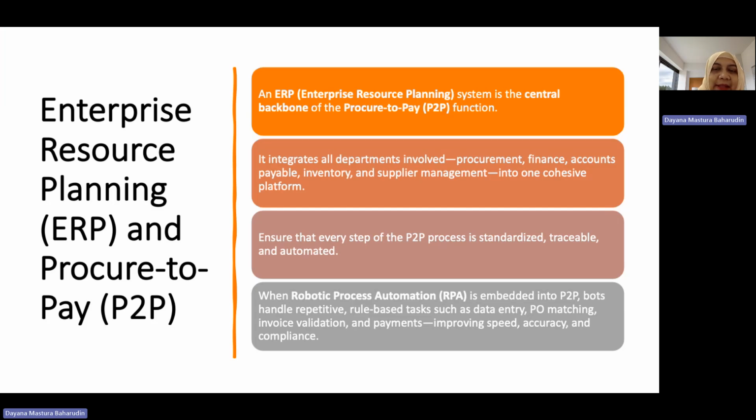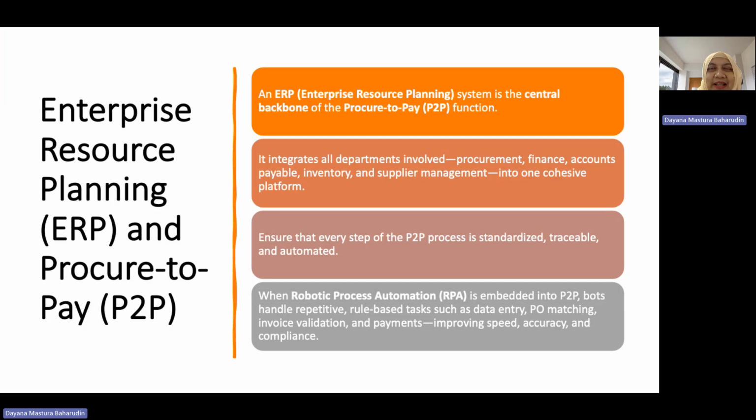And what's happened now is that companies want to automate the ERP. Imagine that, because we are moving forward so fast that the ERP system is not enough.